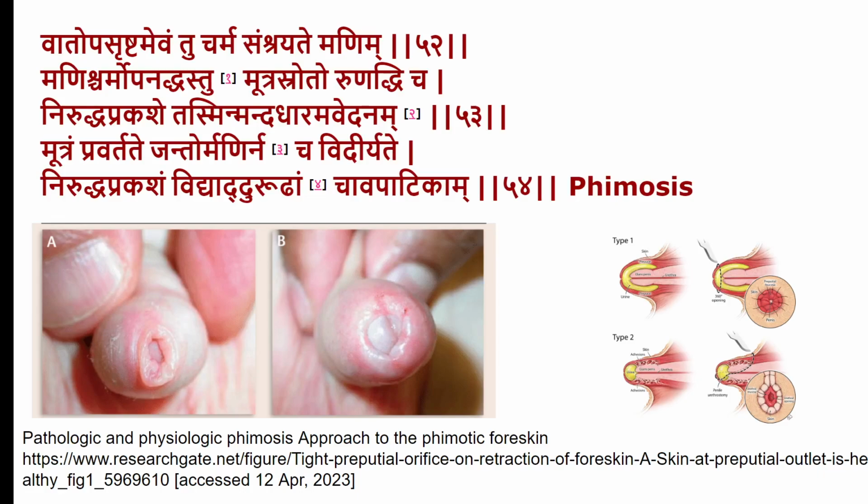The next is Niruddha Prakasha. Niruddha Prakasha as well as avapatika, these are the two important issues mentioned by Sushruta. Niruddha Prakasha is produced when the skin becomes non-retractable.